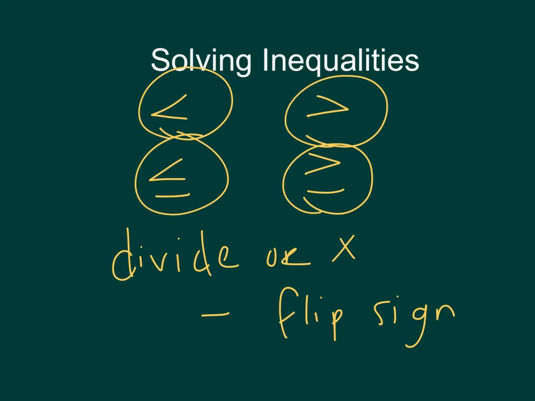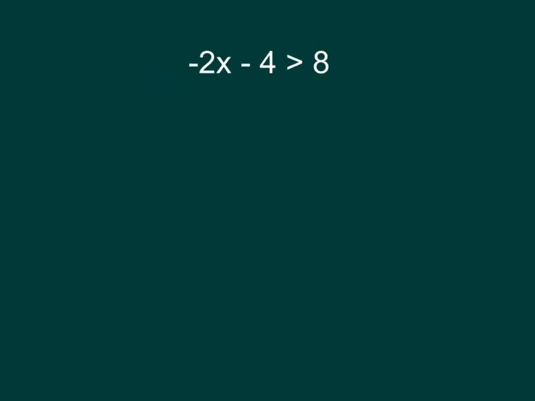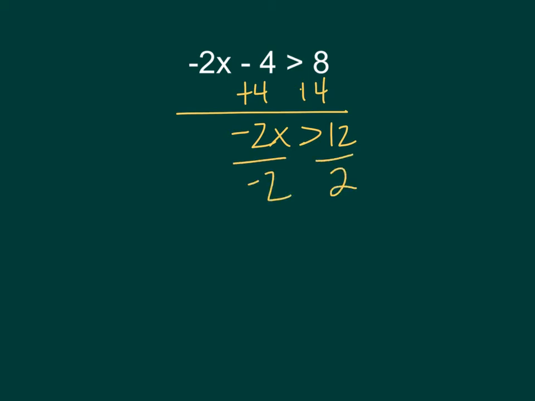So let's take a look at some examples. Negative 2x minus 4 is greater than 8. We're going to solve this the normal way we solve an equation. So I'm going to add 4 to both sides, which gives me negative 2x is greater than 12. Then I'm going to divide by negative 2, which gives me x. I'm dividing by a negative, so I must flip the inequality sign, is less than negative 6. This is my final answer.